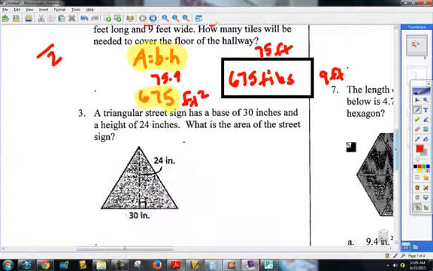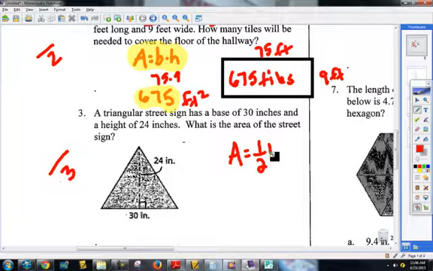Okay, number 3. Obviously going to be worth 3 points here, right? Got to have your formula. Got to identify the shape. That has 3 sides, 3 angles. Therefore, it's a triangle. This is going to be area equals 1/2 times base times your height. Okay? Now we're going to plug in what we know.